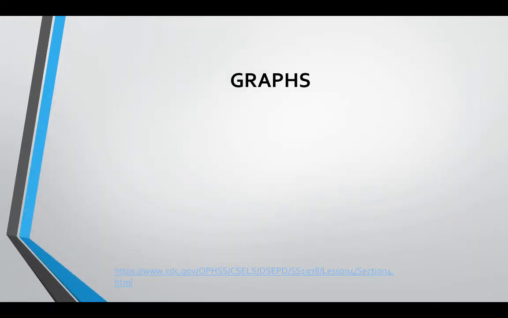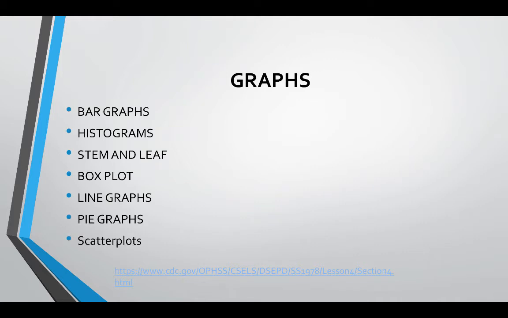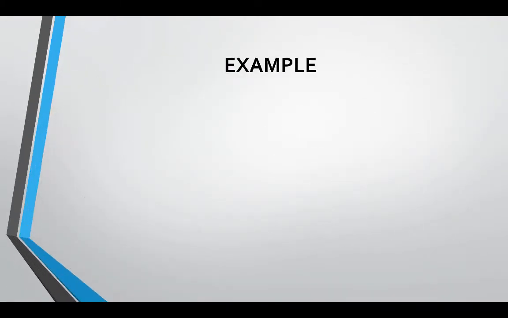So let's look at the graphs. So I'm going to quickly list some of the popular graphs that are used in public health. So bar graphs, histograms, stem and leaf, box whisker plot or box plots, line graphs, pie graphs, and scatter plots. So the CDC site that we looked at before has a very good example of some of the graphs. So I'll post the link, like I said, in the discussion section so you can take an in-depth look at these types of graphs.